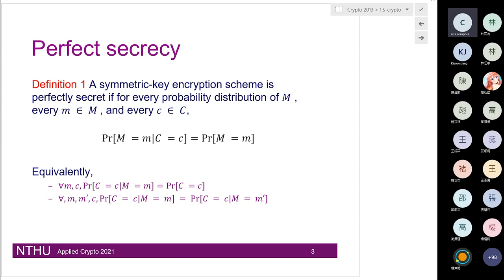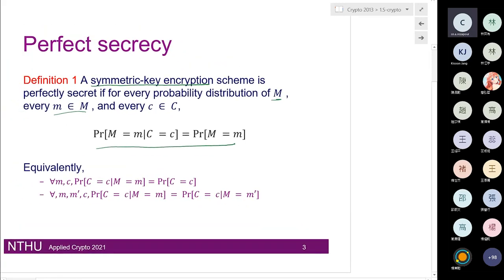Anyhow, let's see what it says. It says that a symmetric key encryption scheme is perfectly secret if, for the probability distribution of the message space, and for every M that we draw, we get this formula to be satisfied. But let's see what that means.